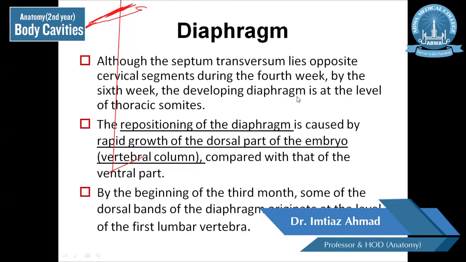Although the septum transversum lies opposite the cervical segments during the fourth week, by the sixth week the developing diaphragm is at the level of the thoracic somites. The repositioning of the diaphragm is caused by rapid growth of the dorsal part of the embryo, that is the vertebral column, as compared to the ventral part. By the beginning of the third month, some of the dorsal bands of the diaphragm originate at the level of the first lumbar vertebra.